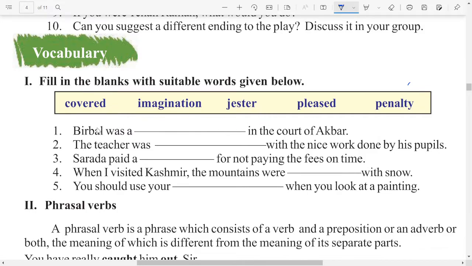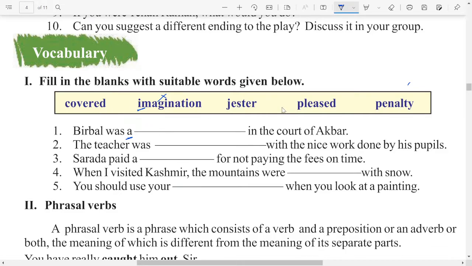So, okay, look at the first one. Birbal was a dash in the court of Akbar. Remember, if at all you are given just this question and the same 5 options, you can eliminate one option simply. How? Look at this. A is given. After A, you will only get the words which start with consonant sounds. But imagination starts with a vowel sound, so that's why you can eliminate imagination. Next we have 4 options in hand.